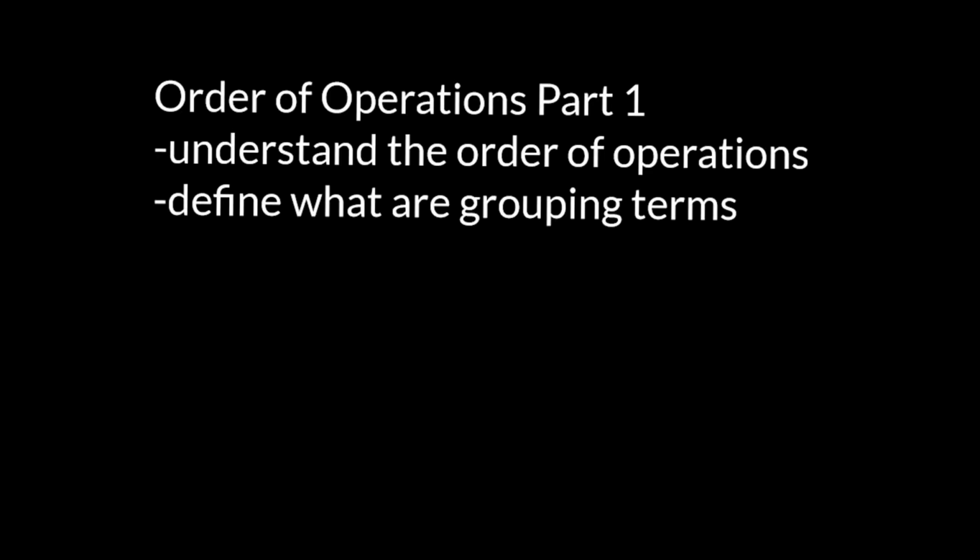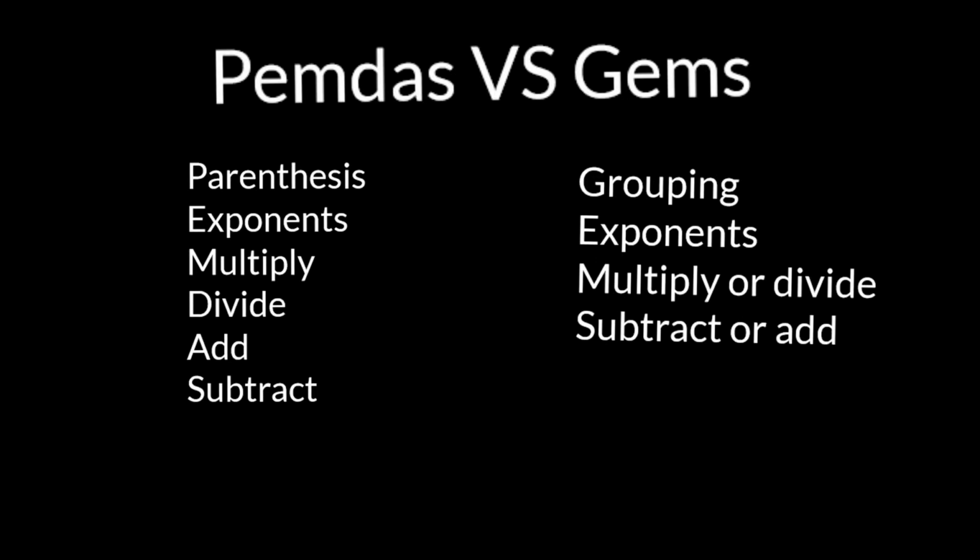Now, we're going to look at two different mnemonic devices to help us understand order of operations. The first one you've probably already seen. The one you've probably already seen is PEMDAS, or Please Excuse My Dear Aunt Sally. The other one is GEMS. They do essentially the same exact thing, but the difference is that PEMDAS focuses on parentheses, exponents, multiply, then divide, add, then subtract.